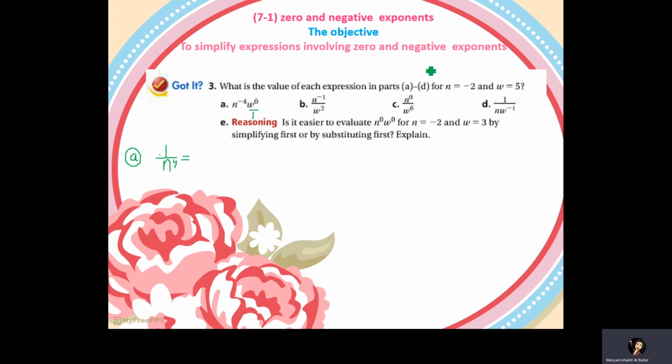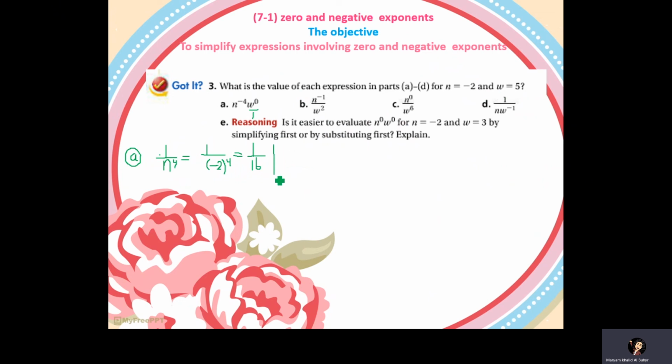That equals, take this, substitute n equals -2. So 1 over -2 to the power 4. So that is equal to 1 over 2, -2 to the power 4. 2 times 2 times 2 times 2 is 16. So if you multiply them all together, you will get 1 over 16.